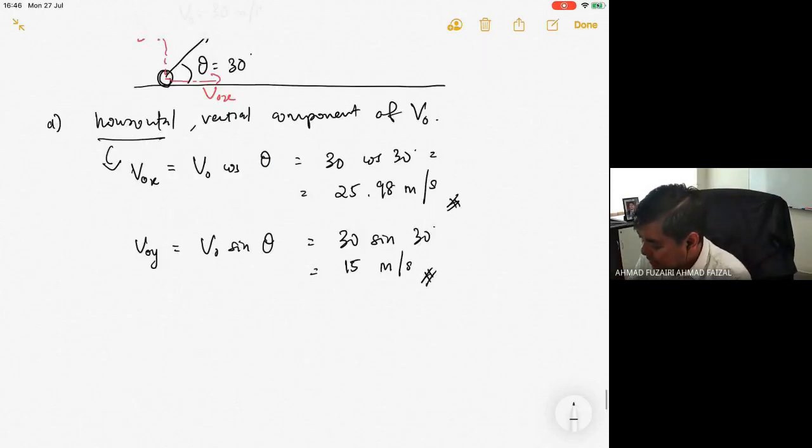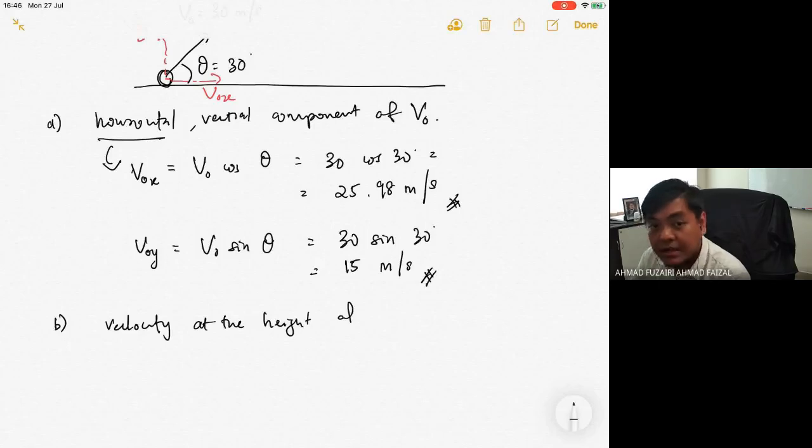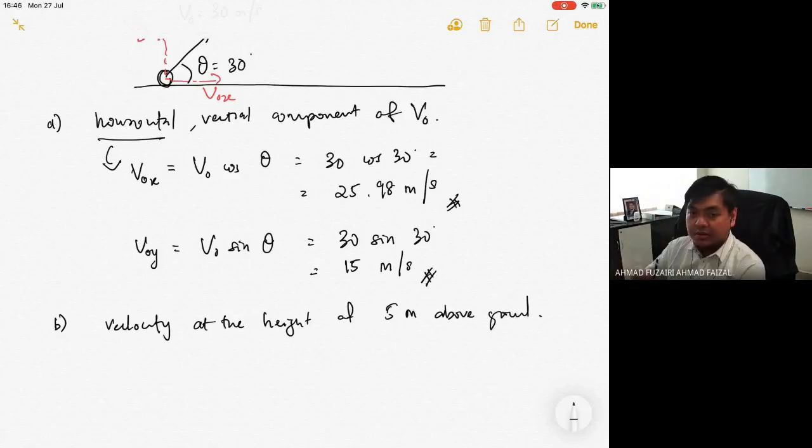Okay, so that's part A. Part B, the question asks you about the velocity. You calculate the velocity at the height of 5 meters above the ground. Okay, so let's continue later because it's Azan.